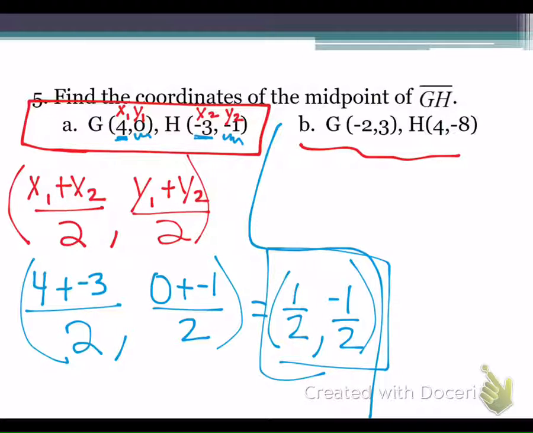Does anyone know how to start part B? Okay, which numbers are my x's? Let's start there. Negative 2 and 4. The ones that come first are the x's. Those have to go together. And I'm finding the average of two numbers, so I'm going to divide by 2. Okay. Then I'm going to do the same thing for the y's. But which ones are the y's?